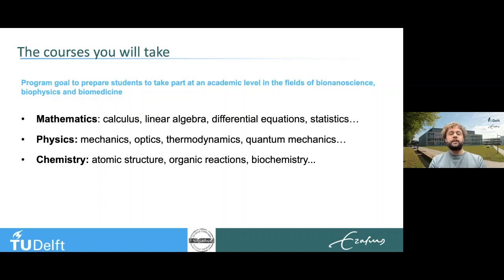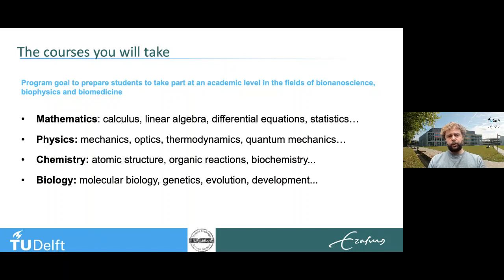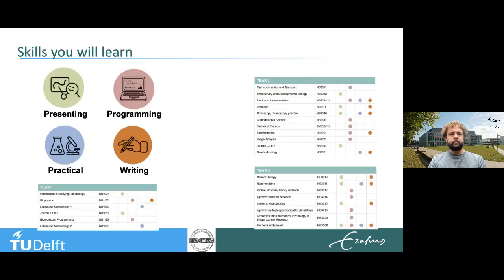We have some chemistry courses where you learn all about atomic structure, organic reactions, biochemistry, and of course, biology, starting from molecular biology, genetics, evolution, development, and this together gives you a solid foundation in nanobiology. So there are several skills you will learn. So it's not only the topics per se, but also presenting, programming, writing, practicals. And here you see some courses from year 1, 2, and 3, and then with a color code, what type of skills you will learn during these courses.